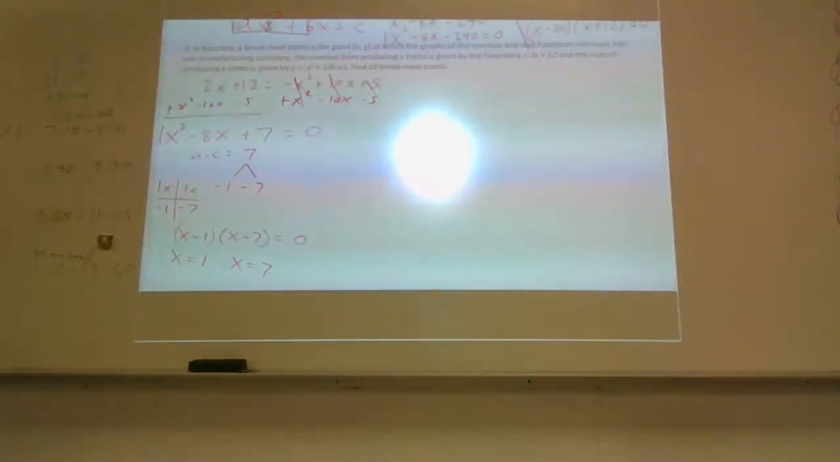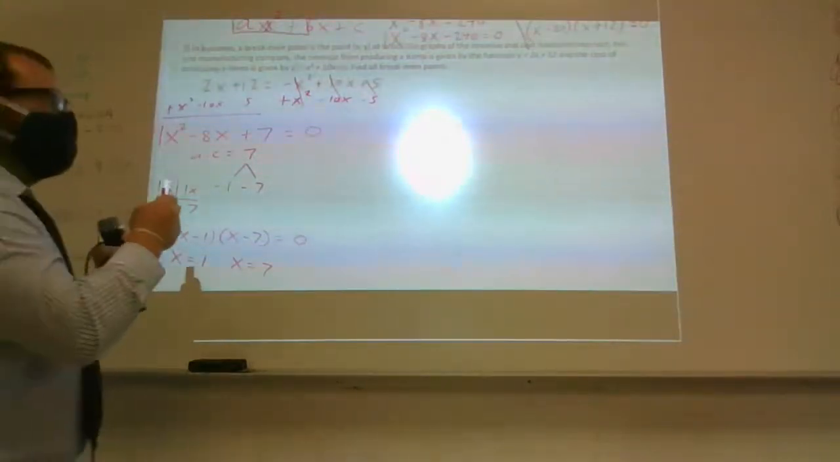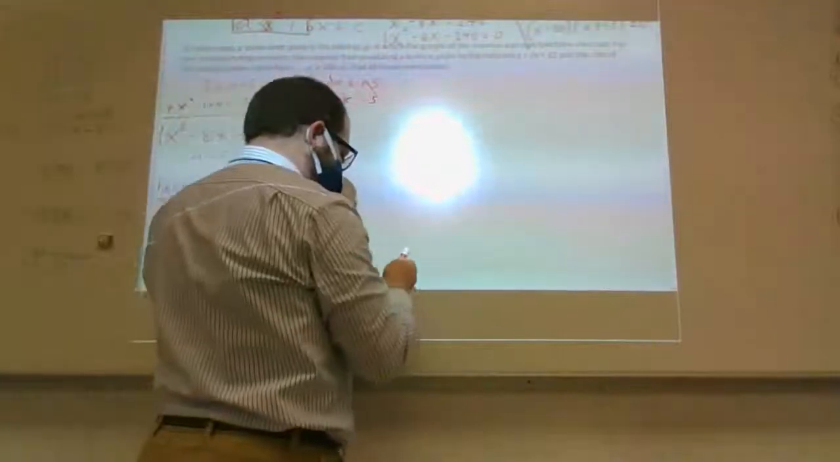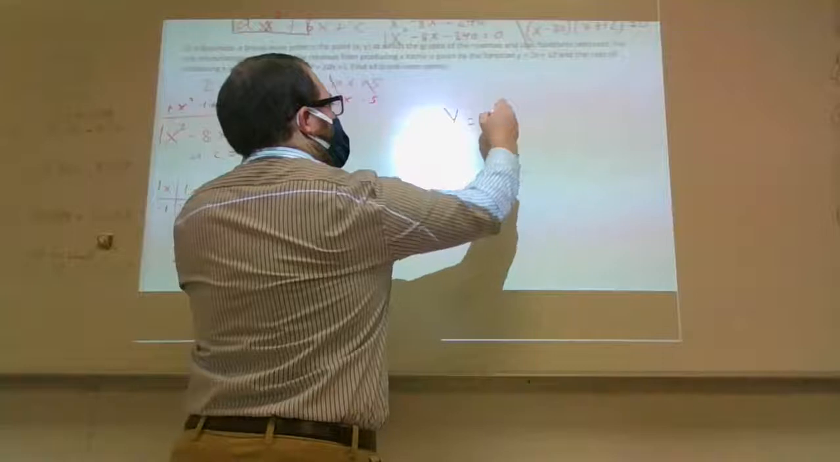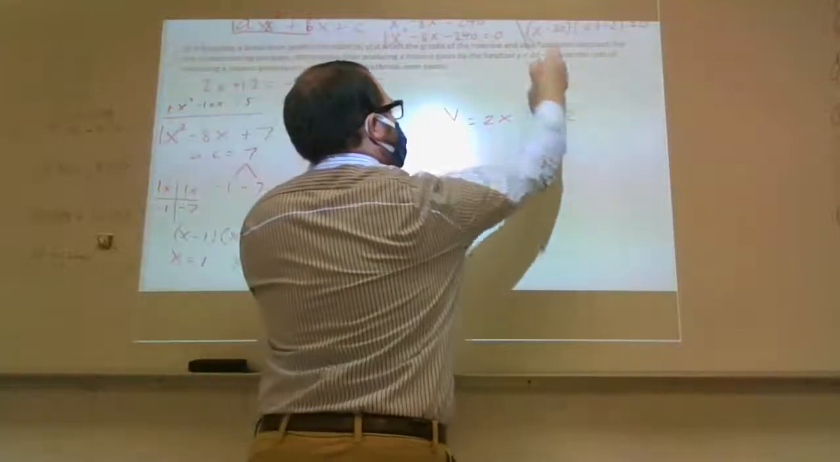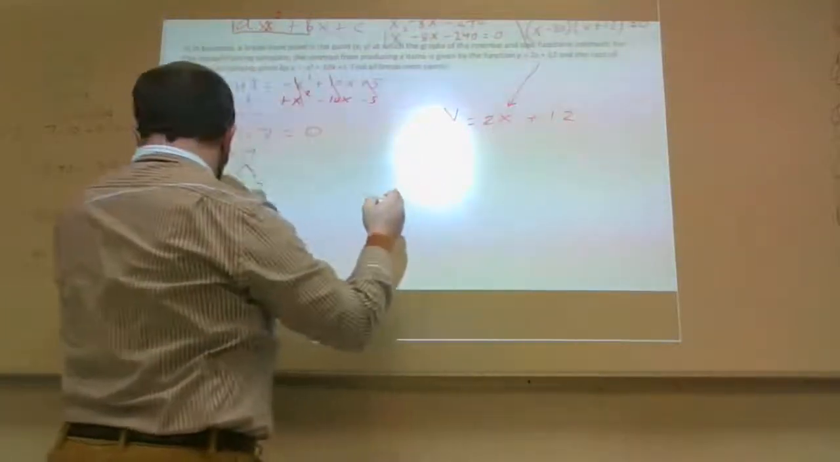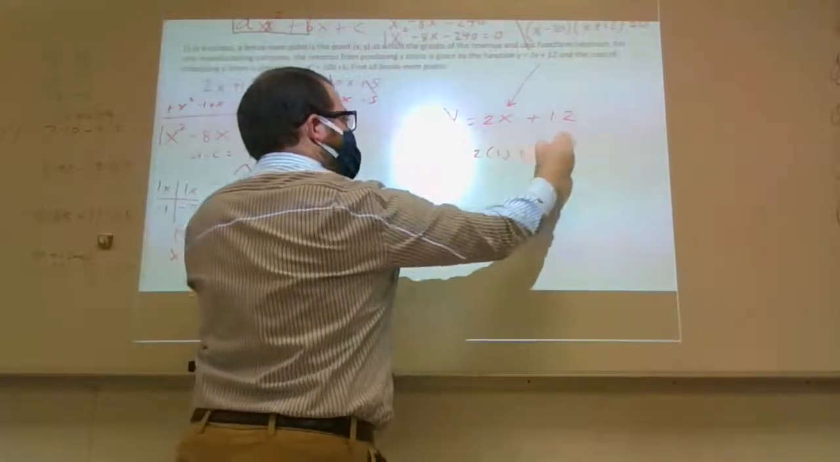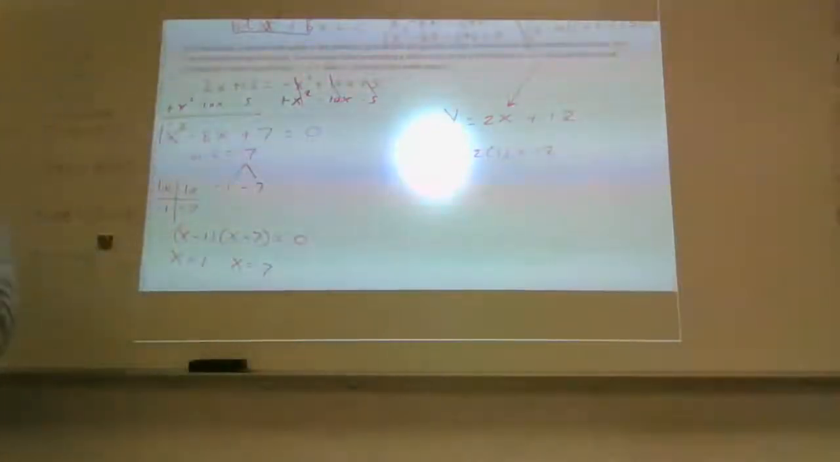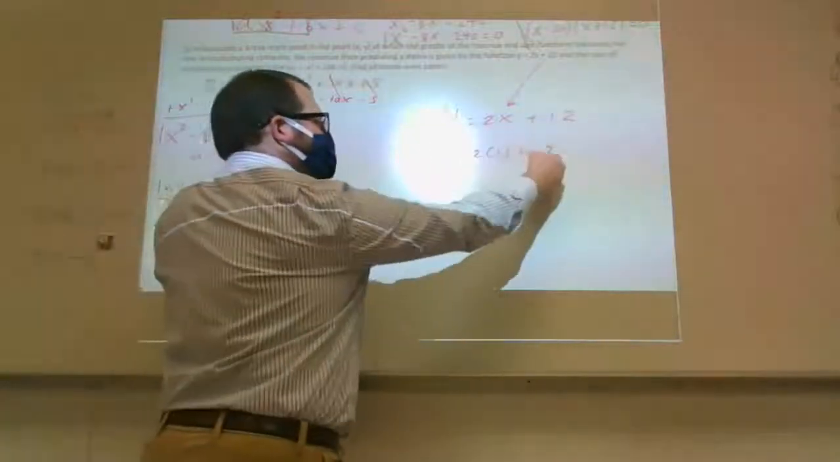See, the thing is, they wanted to know, okay, a break-even point is x comma y. Take that 1 and plug it in right here. Y equals 2x plus 12. That's where I got that from. Plug the 1 in right here. y equals 2 times 1 plus 12. What do you get when you plug the 1 in?